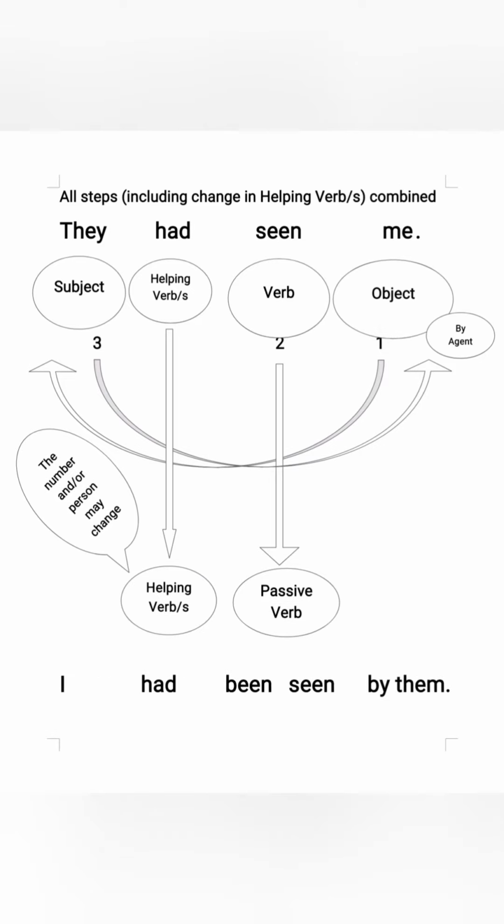Yet another example, they had seen me. Me is the object in the active sentence. It becomes subject. Its case changes to I. Nominative case, I. Had moves into the passive as had because it doesn't have a number or person distinction in the second form. Seen is the third form, and we use a corresponding form of be, that's been. I had been. Then the third form of seen is seen. I had been seen, and then they becomes the by agent by them. The passive is I had been seen by them. This is how we change active to passive.